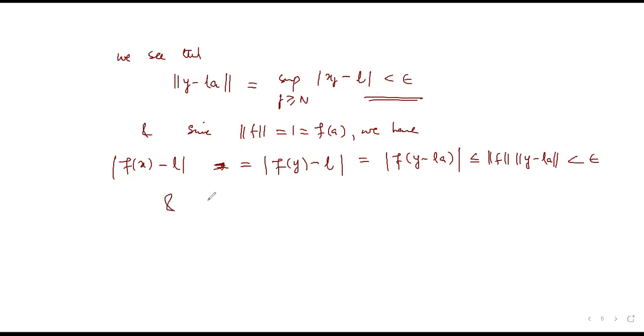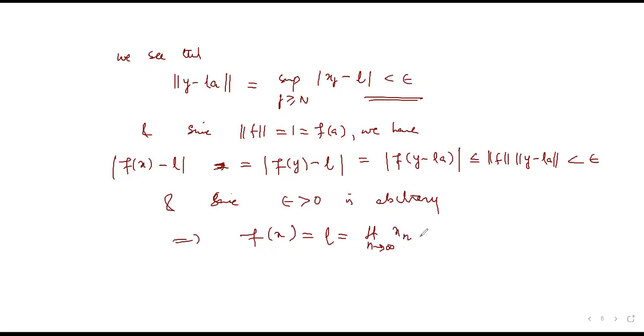And since epsilon is arbitrary, it implies that this proves b. F of x is equal to l, which is equal to limit n approaches infinity xn. For all, of course, x was an arbitrary convergent sequence. Okay, ये ज़्यादा मुश्किल नहीं था. So that proves b. I think अब बचा हमारा c.